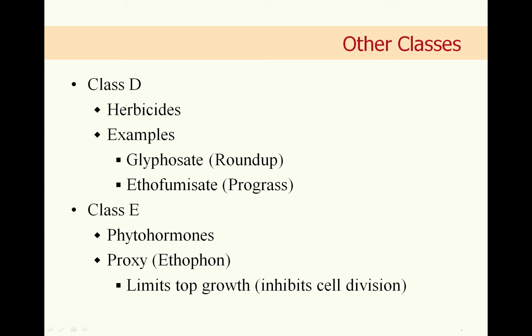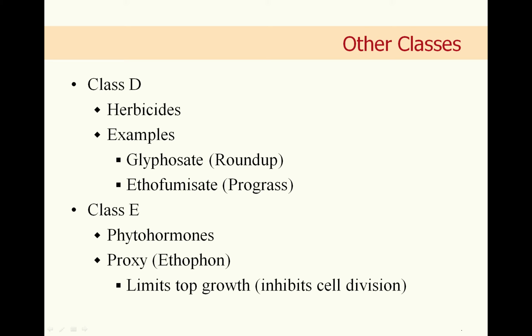Class E would be the phytohormones. So let's say you wanted to reverse the effects of a gibberellic acid biosynthesis inhibitor and you apply gibberellin, that would be a Class E compound. But more commonly, the use of Proxy would be a Class E compound, and this is ethephon. So remember we looked at ethylene. This is just a precursor to ethylene.